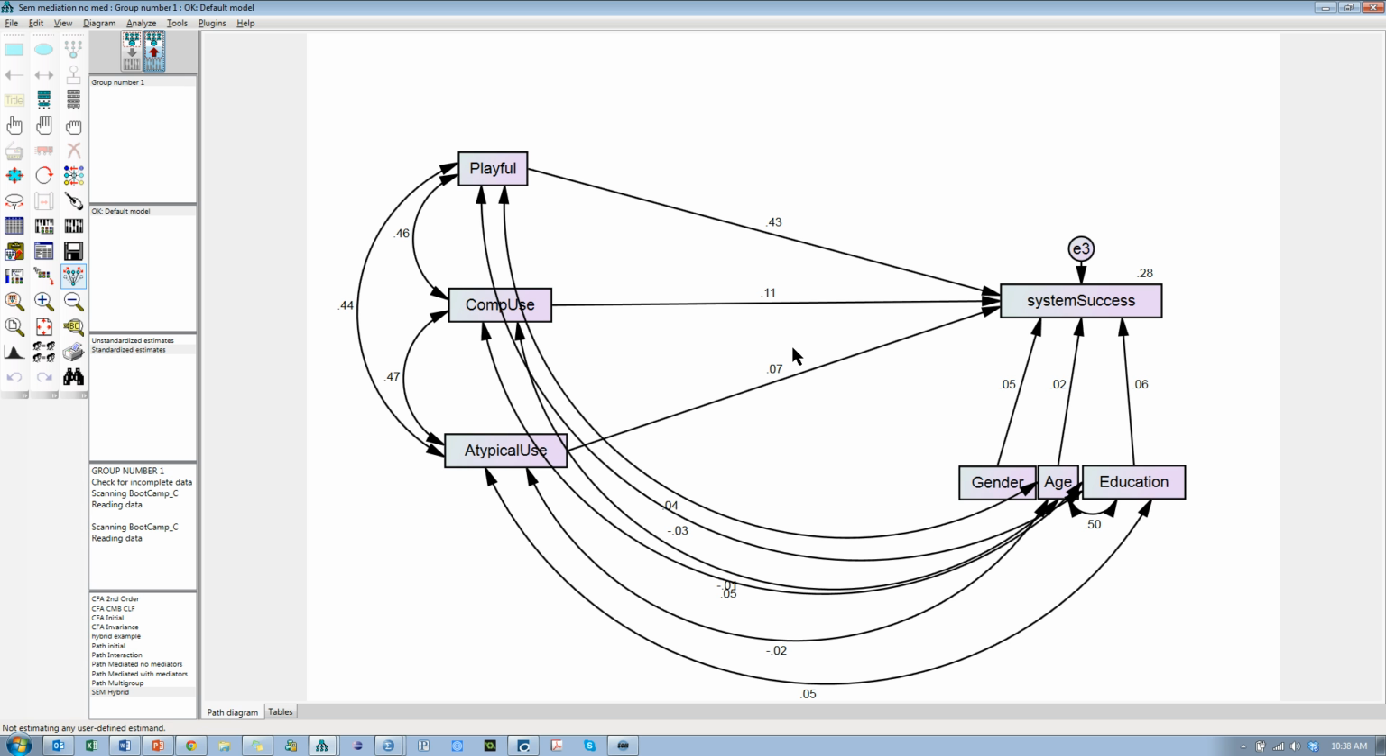Any other questions before we take a break? James? Yes? Do we look at the relationship between joy and system success and usefulness and system success? Do we look at that value? Yes, you need to make sure those are significant. If they're not significant, then you'll have no mediation. Okay, all right, let's take a break.